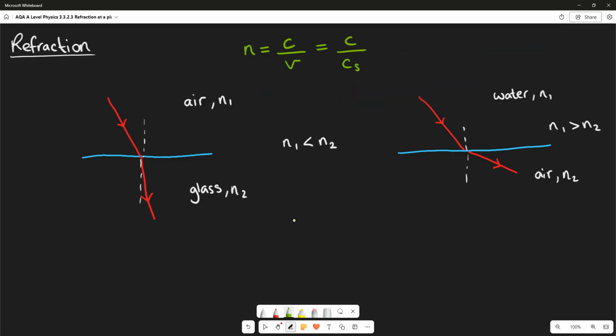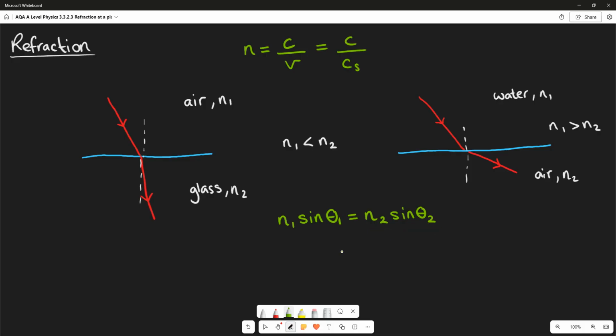The other equation that you need to be able to use is the relationship between the index of refraction of the first material, the second material, and the angles. So the incident angle is there, the index of refraction of the second material, and then the angle of refraction. Okay, so we've got the properties of the first material and the properties of the second material.